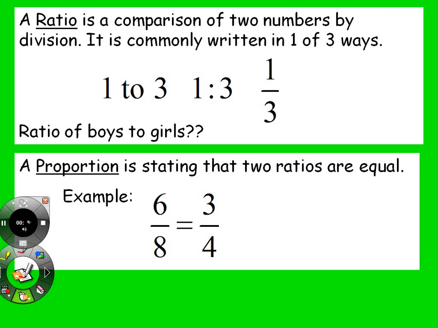A proportion is when you take two ratios and you set them equal to each other. So 6/8 equals 3/4. That's one ratio equal to another ratio.